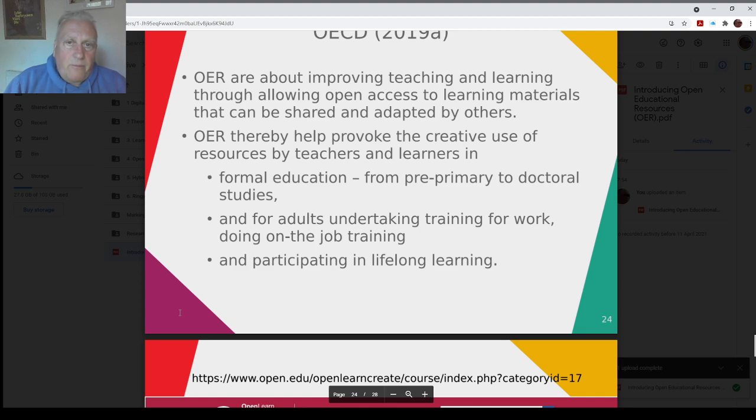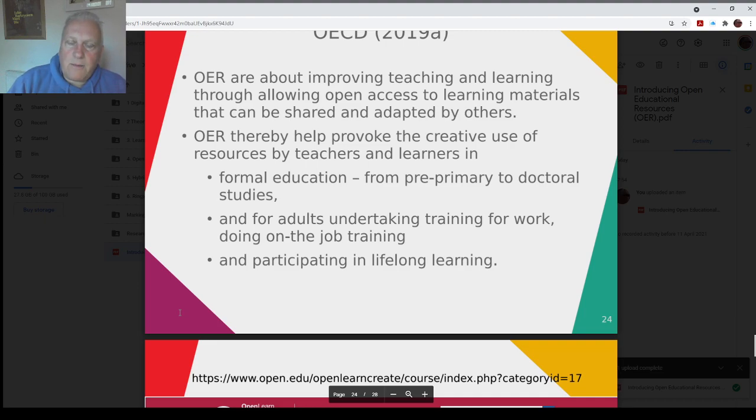So OERs are about improving teaching and learning through allowing open access to learning materials that can be shared and adapted by others, but OERs thereby help provoke the creative use of resources by teachers and learners. So there's this idea that it should be creative for teachers and learners to get hold of them, not just prescriptive, whether it be formal education for pre-primary or to doctoral studies, or for adults undertaking training for work, doing on-the-job training, or participating in lifelong learning.